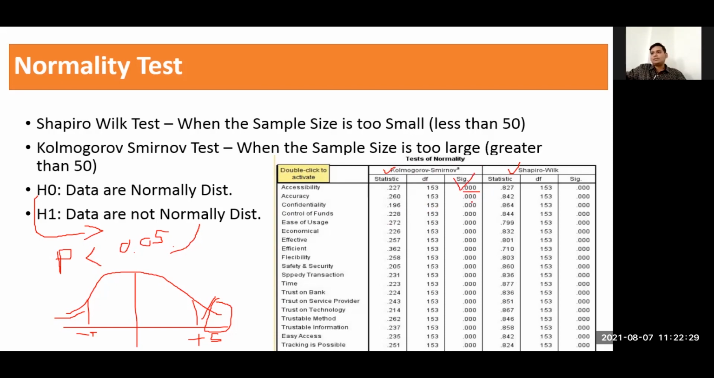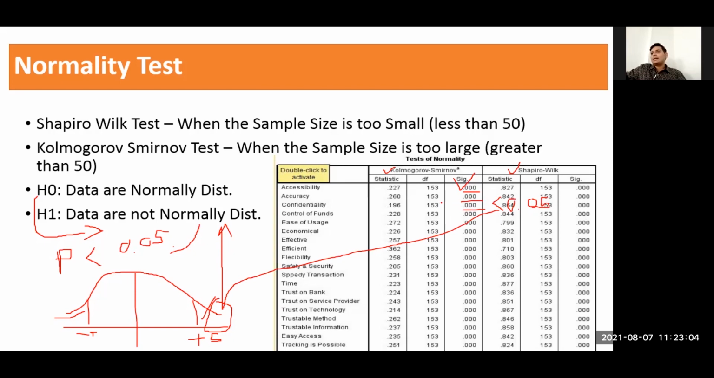You can see that all the significance values are 0.000. So can we conclude that these are less than 0.05? That is why we are falling under the rejection region, so we have to reject the null hypothesis and accept the alternate hypothesis, and the alternate hypothesis is that data are not normally distributed.